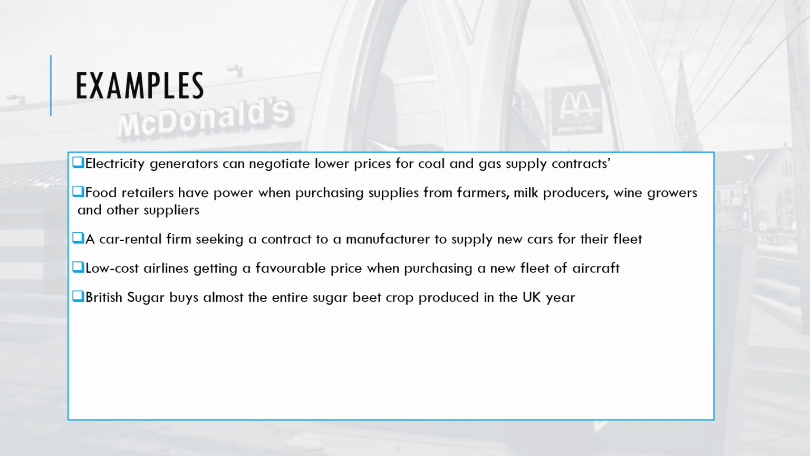For example, in the UK, a company called British Sugar buys almost the entire sugar beet crop produced in the UK every year. So they're the one buyer in this particular market, and so they can negotiate a hard bargain with the sugar beet farmers.